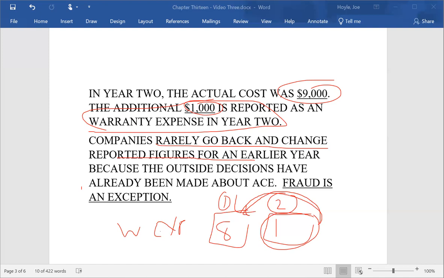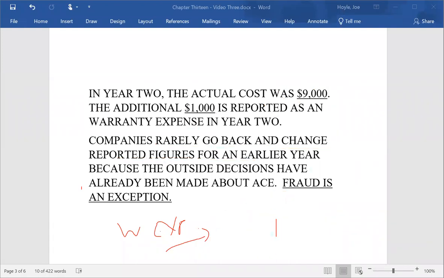And the reason is simple. The outside decision makers, the investors and the creditors, have already used the $8,000 to make their decision. And they would have known that that was no more than an estimation. They would have taken into consideration that it wasn't going to be exactly correct. So therefore, you can't go back in time and change the earlier decision. The earlier decision has already been made. And since the earlier decision has already been made, we don't go back and change the earlier year.